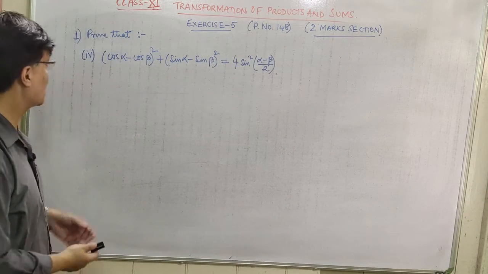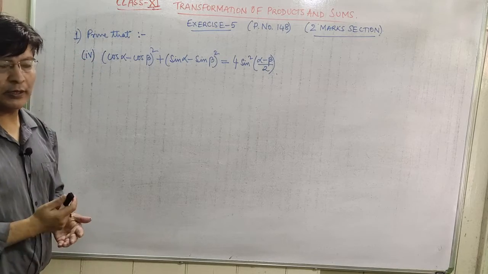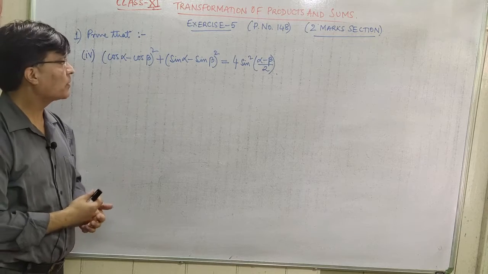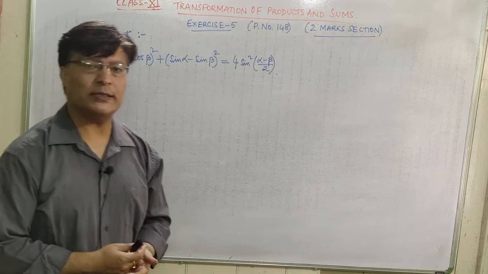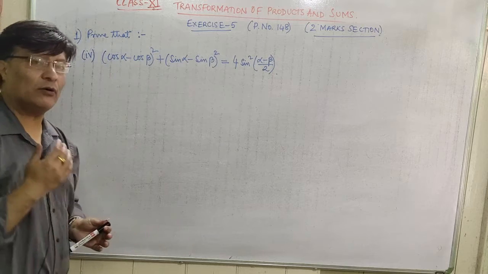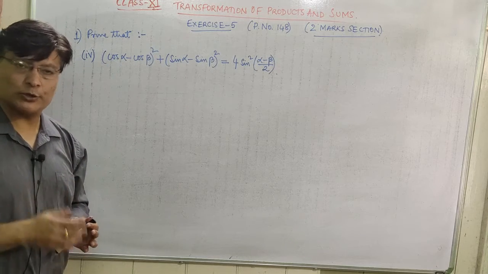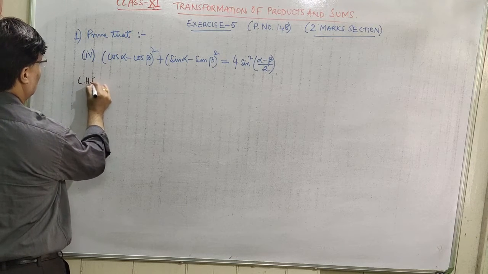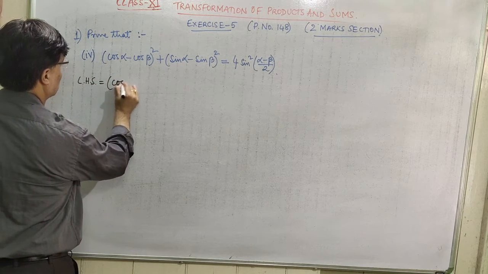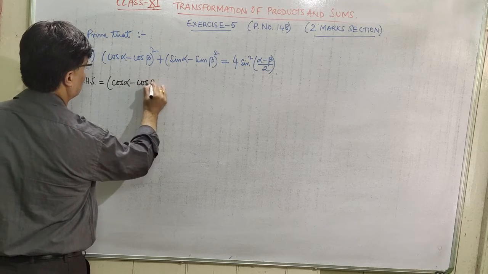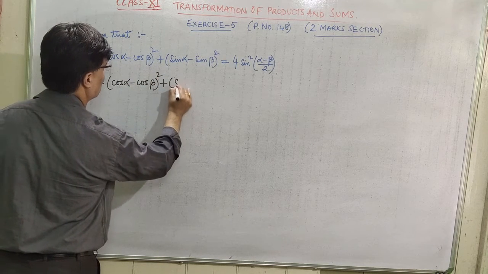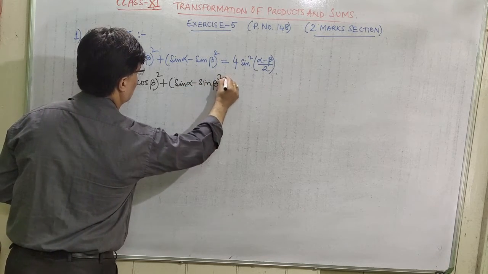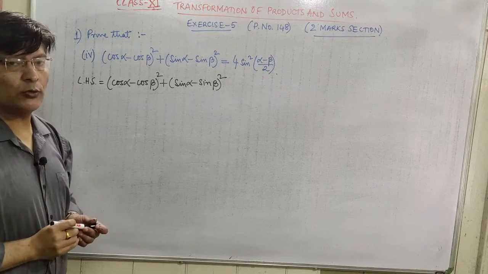So now we'll prove the next question, that is question number 4 of number 1. So let us prove that cos alpha minus cos beta whole square plus sin alpha minus sin beta whole square is equal to 4 sin square alpha minus beta by 2. So let us prove it from left hand side. So let us write down left hand side now, which is equal to cos alpha minus cos beta whole square plus sin alpha minus sin beta whole square, right? So now which formula is used here?